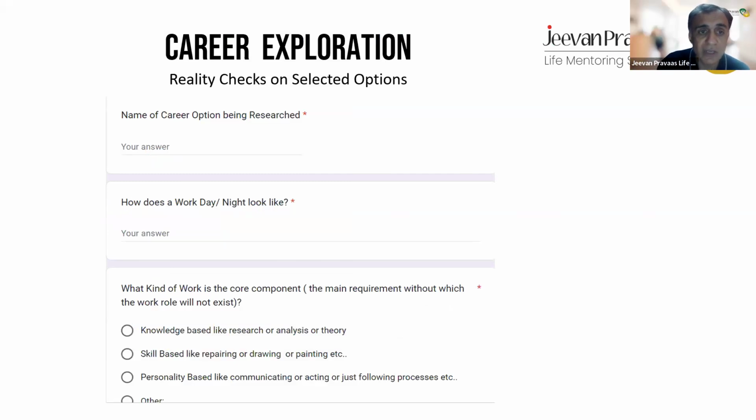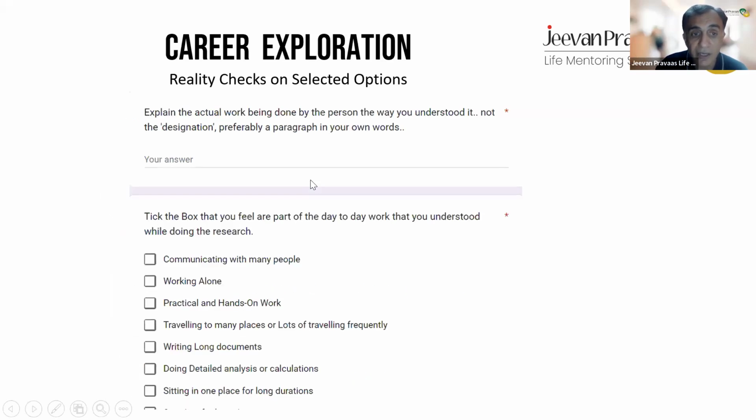So what we say is when we do this work, we actually give a research framework to every student and ask them to do an authentic research about the real world of work. Because otherwise they go on Google and they just do some research and give you some slipshod thing. So we say, let's understand what this work looks like. So you want to be a lawyer, okay, find out what does this work look like? What is the core component of that work? Is it knowledge, skill, personality? What is the actual work being done by the person on a daily basis? They write a paragraph on it.